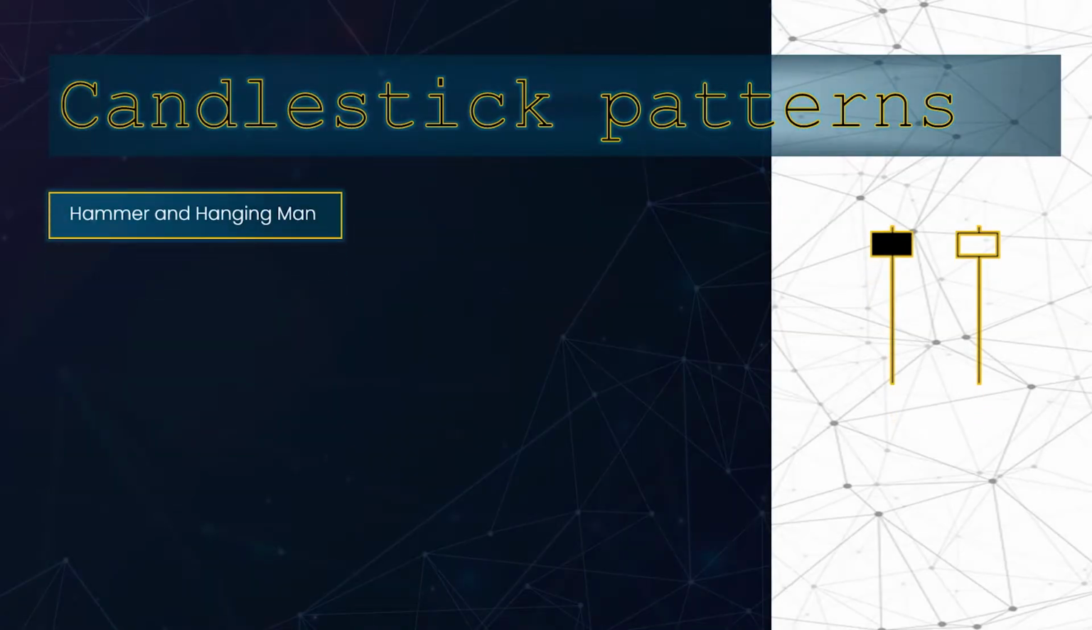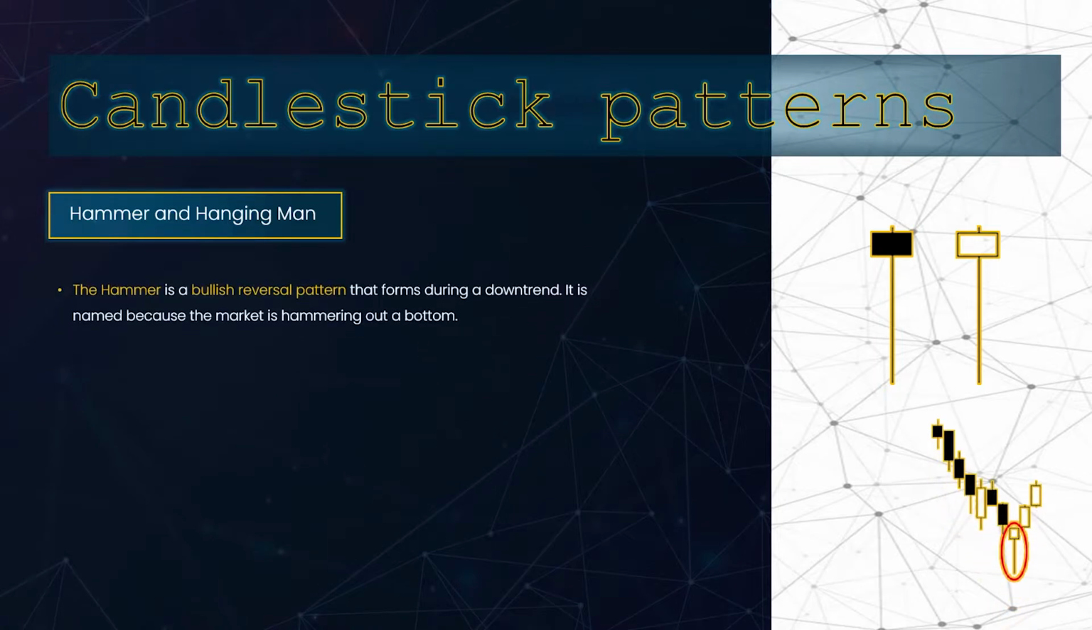Hammer and hanging man. The hammer and hanging man look exactly alike but have totally different meanings depending on past price action. Both have small bodies, bullish and bearish, long lower shadows and a short or even absent upper shadow. The hammer is a bullish reversal pattern that forms during a downtrend. It is named because the market is hammering out a bottom. When the price is falling, hammers signal that the bottom is near and that the price can start rising again.